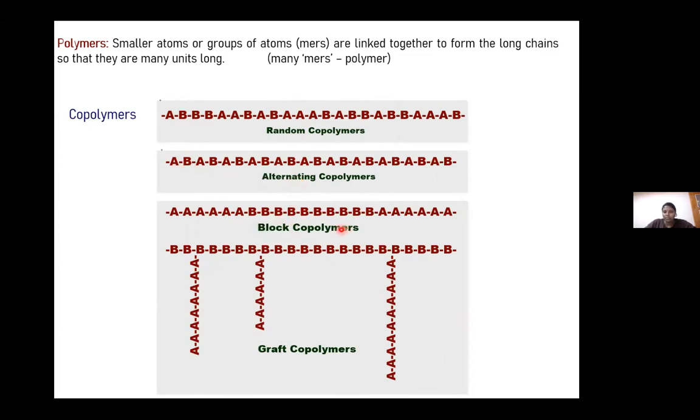And the block copolymers, which I will be talking about in a few minutes, have small chains of monomers A and monomers B, which are arranged in a specific pattern. And then we also have graft copolymers.